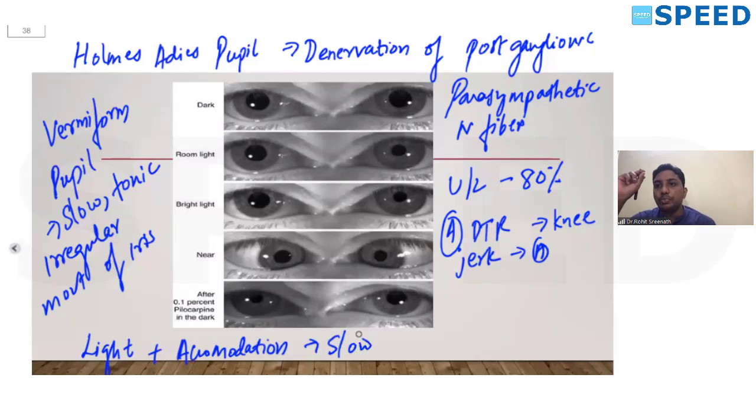Okay. Another very important point in Adès pupil is the denervation hypersensitivity to low dose pilocarpine. So what is this denervation hypersensitivity? When we're using a very low dose of pilocarpine, as little as 0.125% pilocarpine, normally what did I tell you? The pupil will constrict to a very low dose pilocarpine.